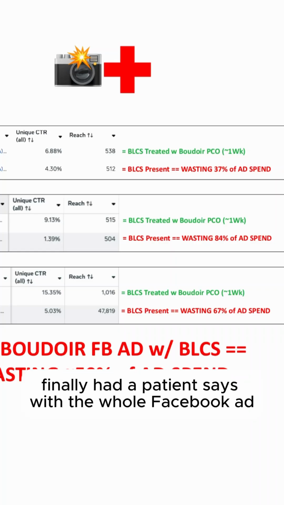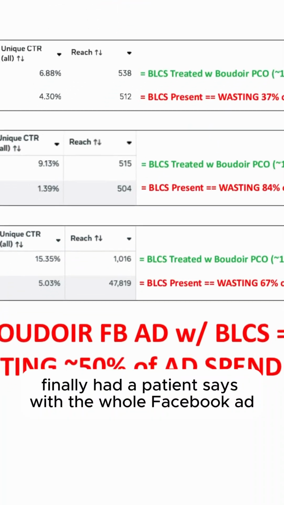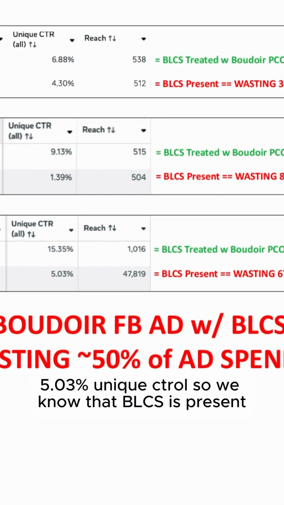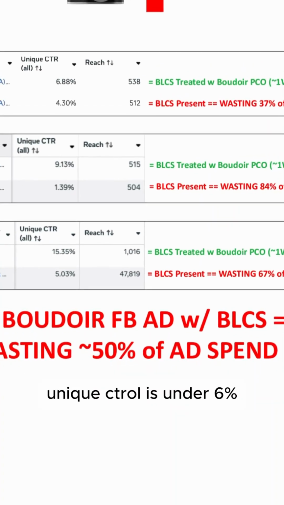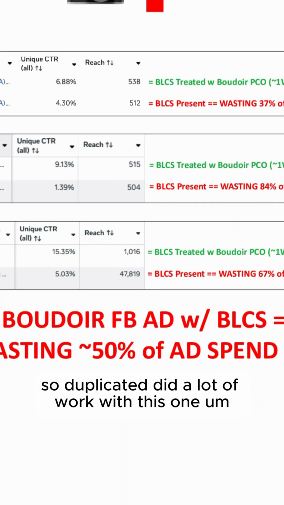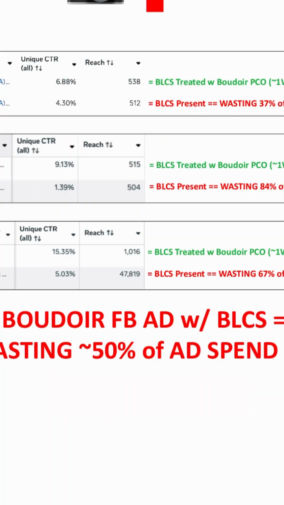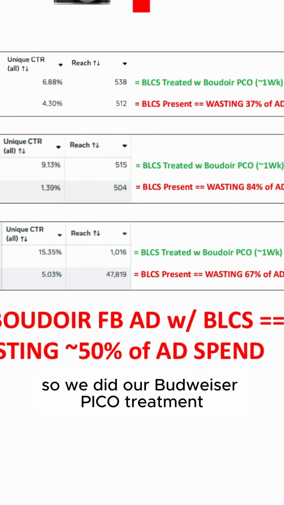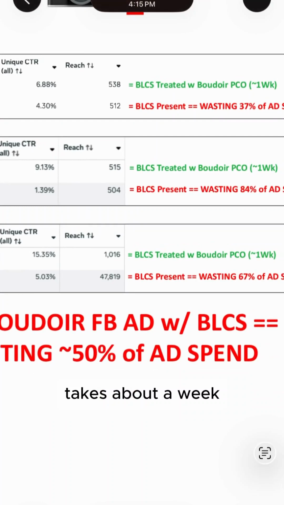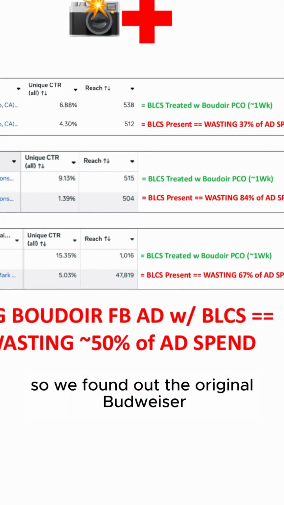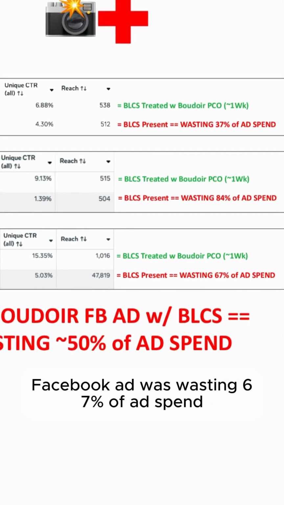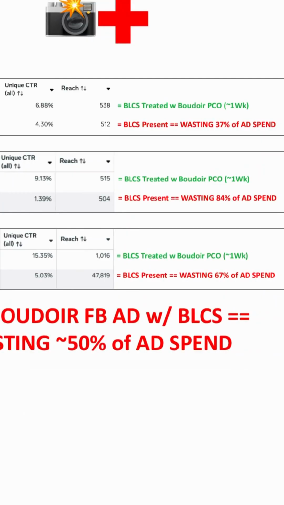Finally, I had a patient with a Boudoir Facebook ad at 5.03% unique CTR. So we know that BLCS is present. Unique CTR is under 6%. So we duplicated it, did a lot of work with this one. We did our Boudoir Pico treatment, takes about a week, and got the unique CTR up to 15.35%. So we found out the original Boudoir Facebook ad was wasting 67% of ad spend.